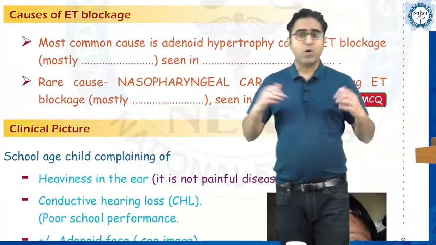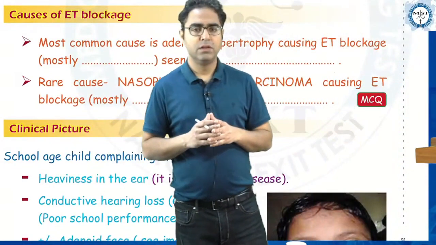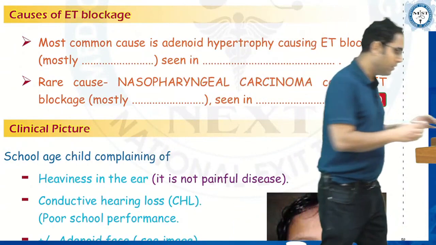Now, what are the causes of ET blockage, beta? Number one, write down A and B.